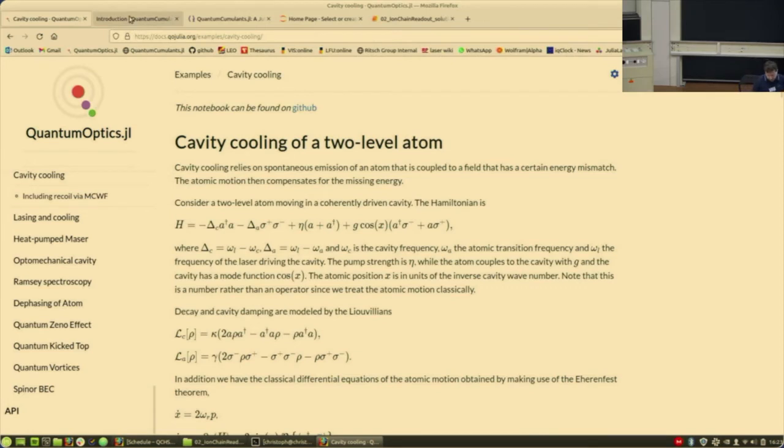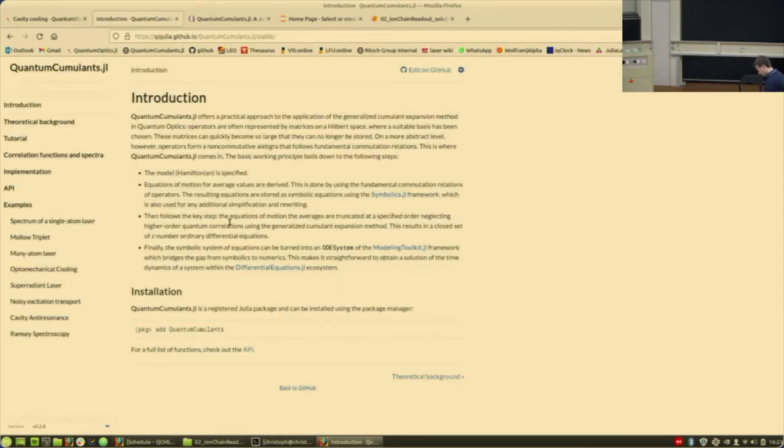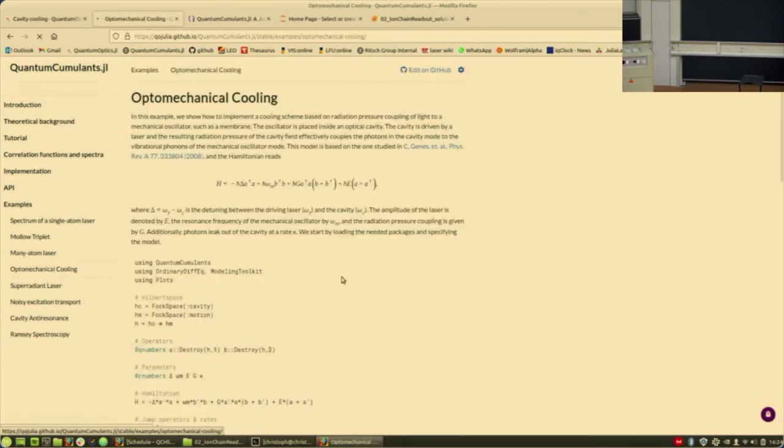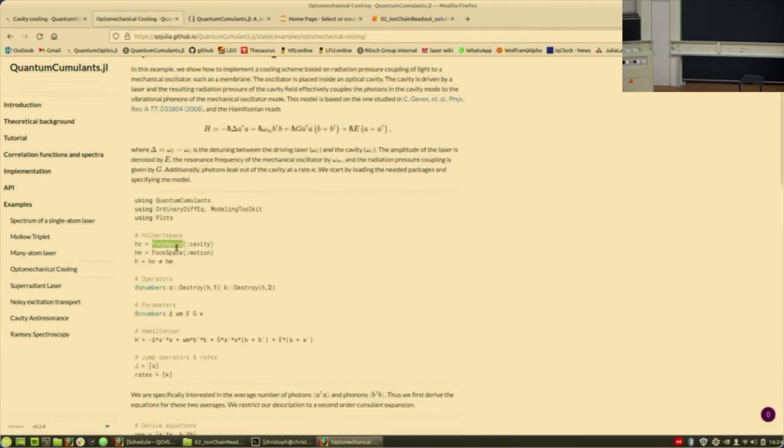Okay, but before we go to the programming now, I just want to mention one other package we have. This is QuantumCumulants.jl. The idea of this package is completely different to QuantumOptics.jl, because in QuantumOptics.jl you always do this matrix multiplication. And QuantumCumulants is a package which derives equations analytically for you in the mean field approximation, but not only the mean field approximation in first order, you can also do higher orders. And the syntax is basically the same as in QuantumOptics, and I show you just an example to give you an idea. You have these Hilbert spaces.